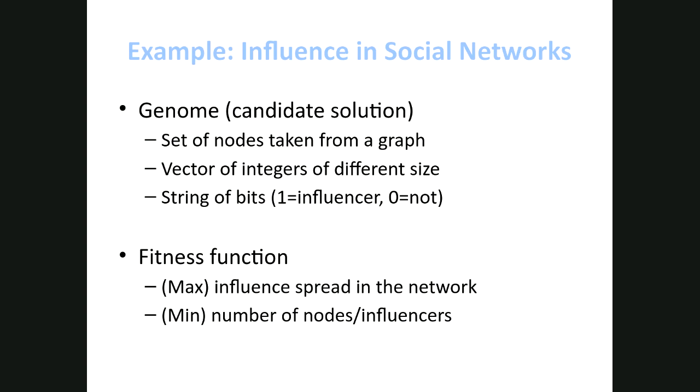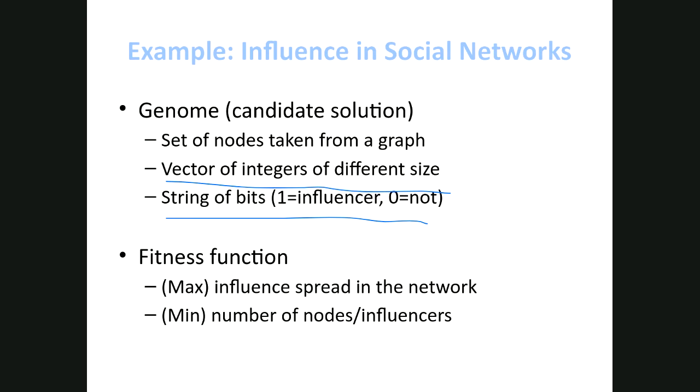And basically, this is going to be a set of nodes, right? It could be a vector of integers of different size, where each integer is representing a different node that you want to influence, or it could be a string of bits that is just the length of all the possible nodes in the network. If the value corresponding to a given node is 1, you influence that node, you want to pay that influencer. If it's 0, you don't want to.